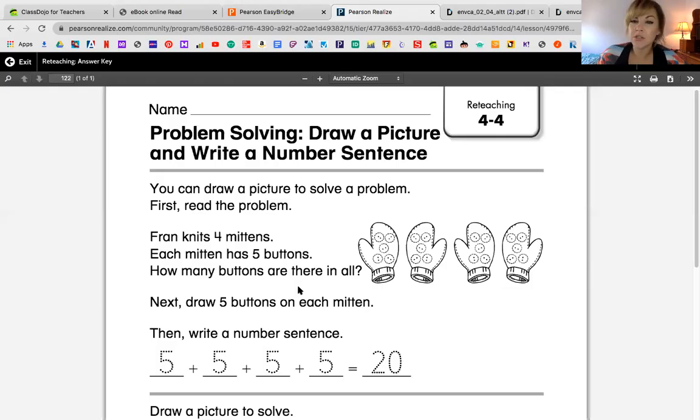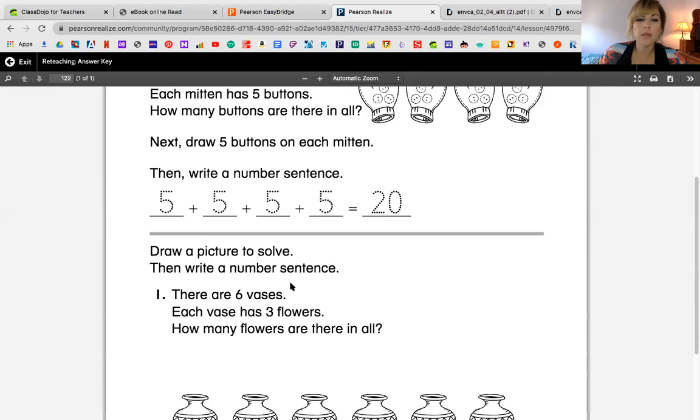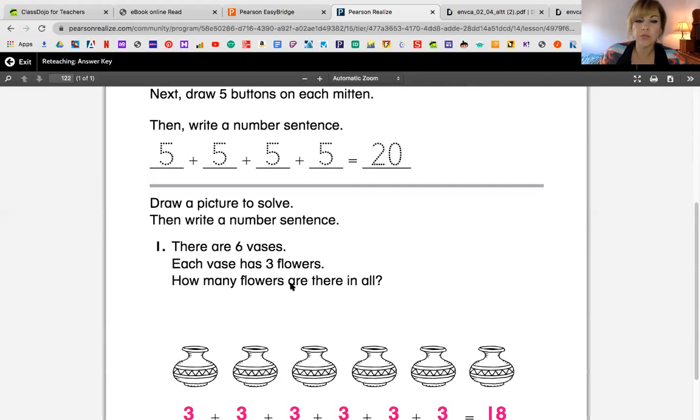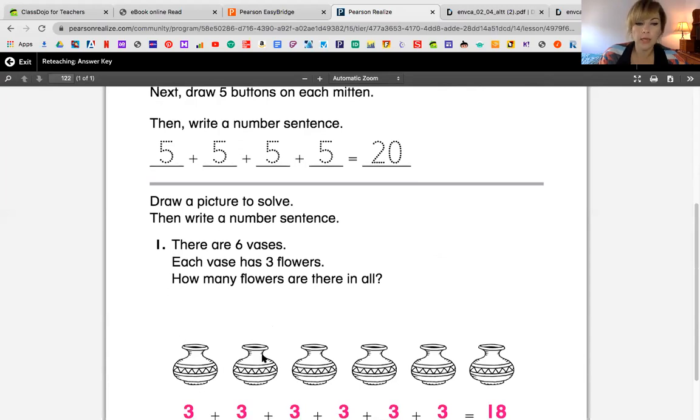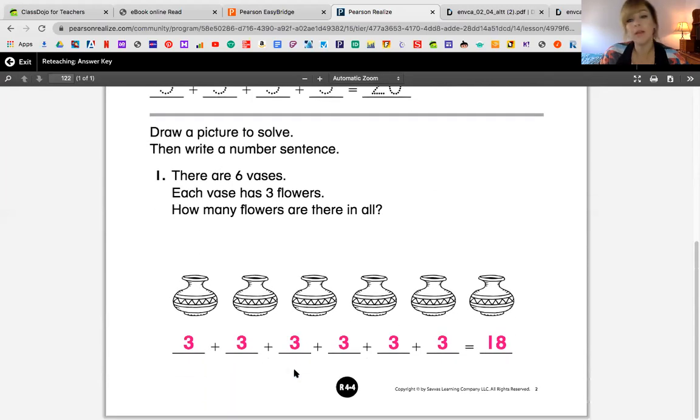Okay, so I'm gonna get into your answers for this. I might not make the array, but you guys know how to do those now. Okay, so question number 1 says that there are 6 vases. Each vase has 3 flowers. How many flowers are there in all? So you could draw 3 flowers in each. So I would have 3 in this vase, 3 in this vase, and so on. So I would have 3 plus 3 plus 3 plus 3 plus 3 plus 3, and then my total is 18. If you wanted to make an array, you would have 1, 2, 3, 4, 5, 6 rows of 3 in each row. Okay, so I would have maybe drawn that right here.